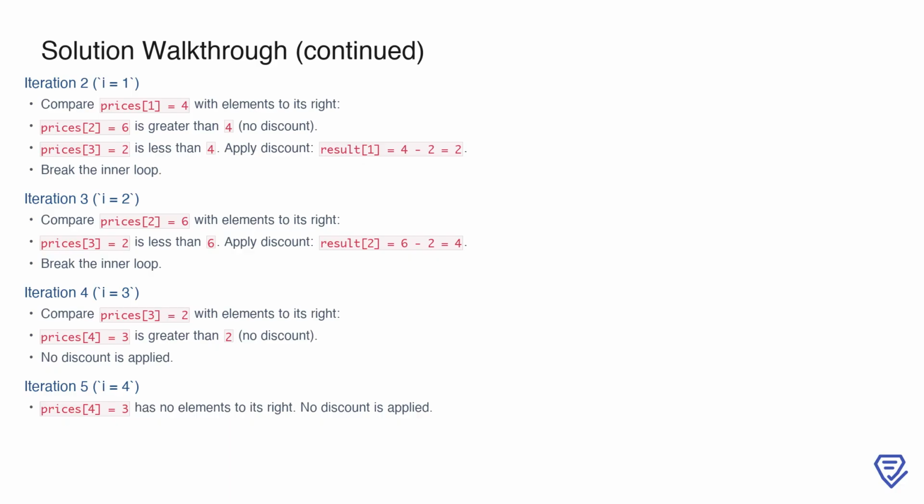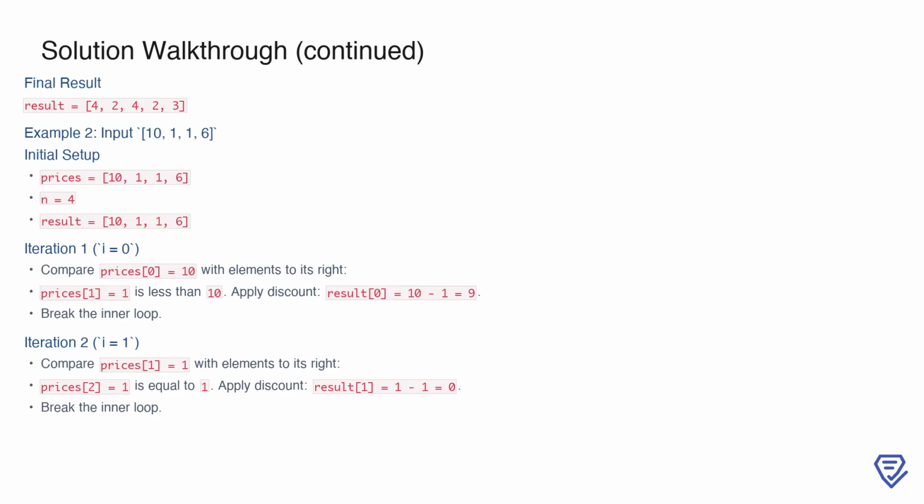For the fourth item, prices[3] equals 2, we compare it with prices[4] equals 3. Since 3 is greater than 2, no discount is applied. Finally, for the fifth item, prices[4] equals 3, there are no elements to its right, so the price remains unchanged. After completing all iterations, the final result is 4, 2, 4, 2, 3.